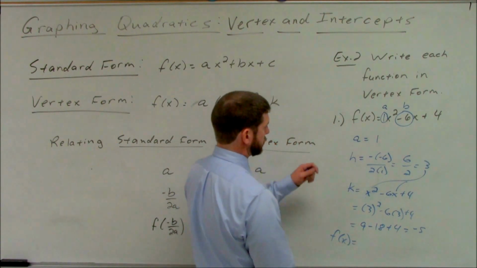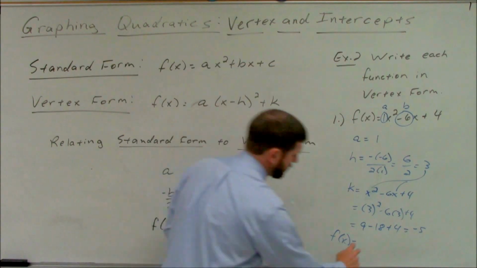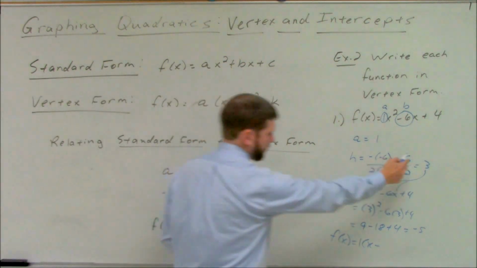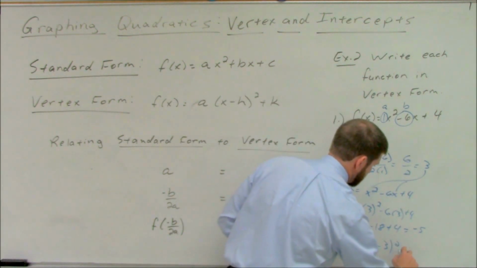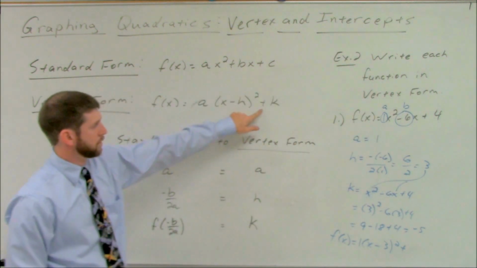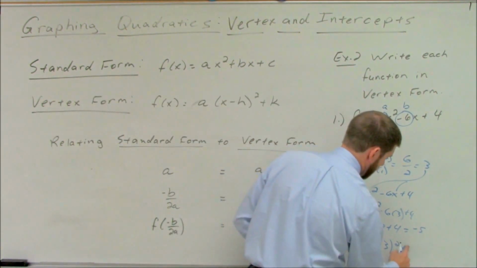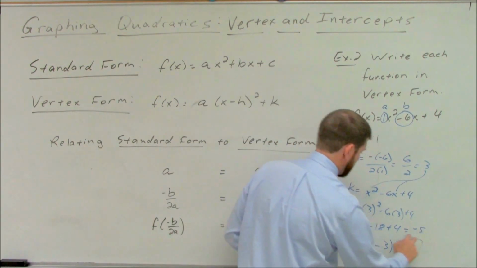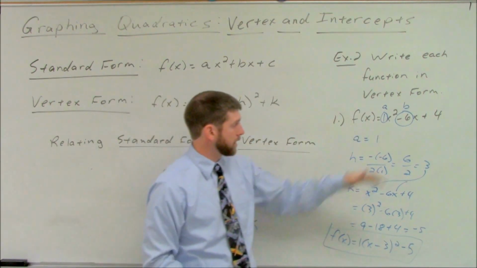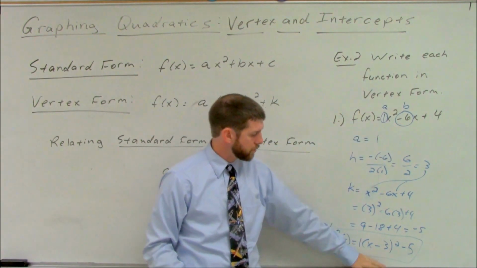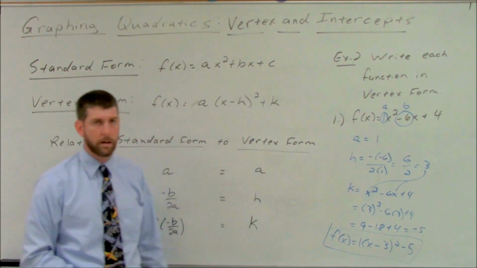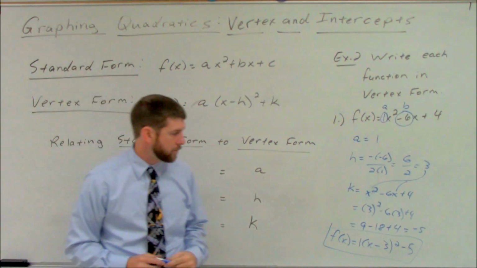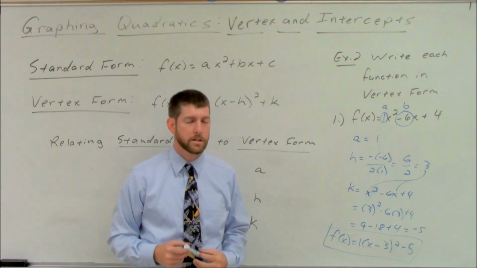Now we can write it in vertex form. F of x is equal to a, which is 1, times x minus h. H was 3. Quantity squared plus k, and k was negative 5. So we can just make that minus 5. So that is how you can take standard form and turn it into vertex form using your axis of symmetry formula, your x-coordinate of the vertex formula. Give me a second, I'll get another example up here for you guys to try.